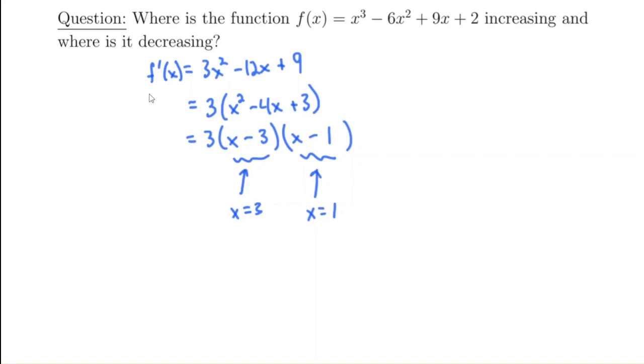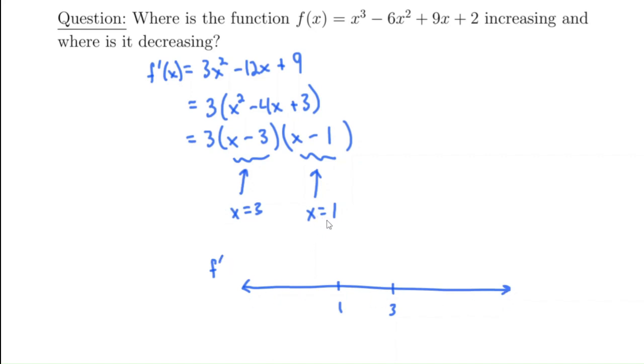Now, remember, our goal is to find where f prime is positive or negative. So what we're going to do is draw a little number line here, and we're going to label the points along the number line 1 and 3. I'm not going to label all the tick marks. So 0 would be here, 0, 1, 2, 3, 4. I'm not going to label all the numbers, but just 1 and 3. And we're going to be looking at f prime. Where is f prime positive or negative?